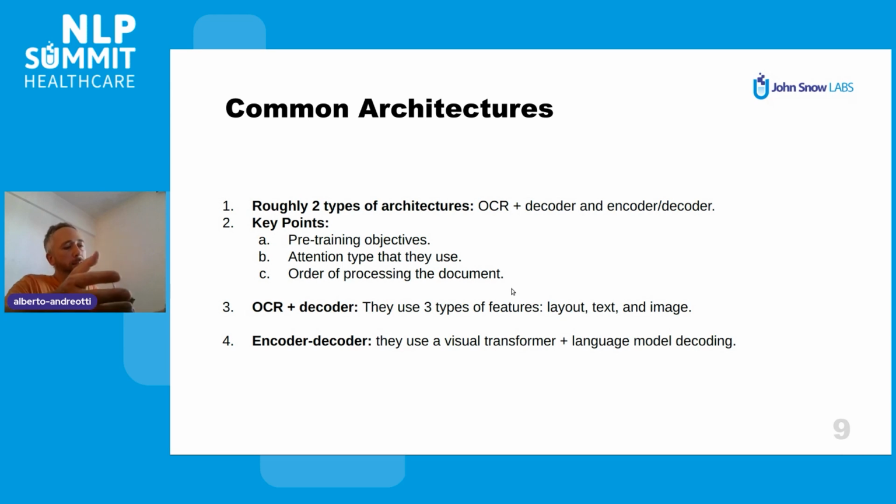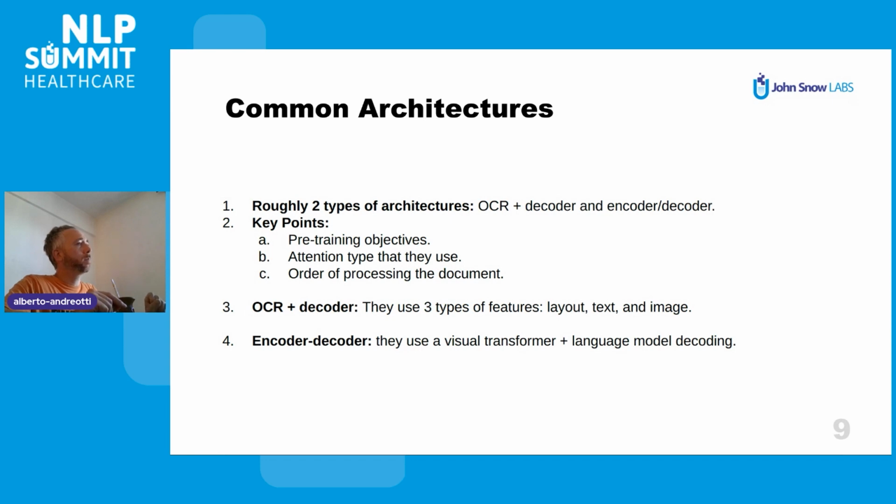The axis over which these can be classified is, first, the pre-training objectives. They pre-train on different objectives. When they do the pre-training, they follow the well-known recipe in industry of pre-training over a general data set and fine-tuning on downstream tasks. Then another thing that's going to change is the attention type that they use, and some of them propose even processing the things in the page in different orders. They claim that they have advantages by switching between different types of orders.